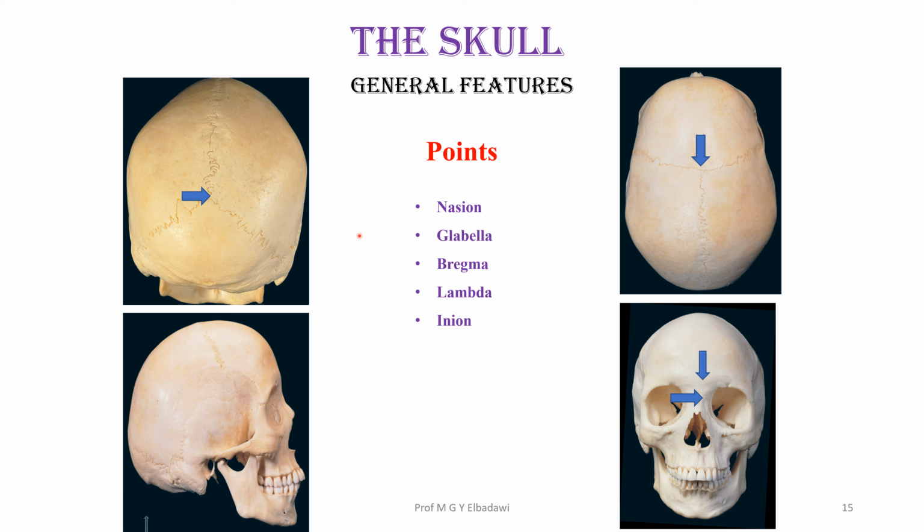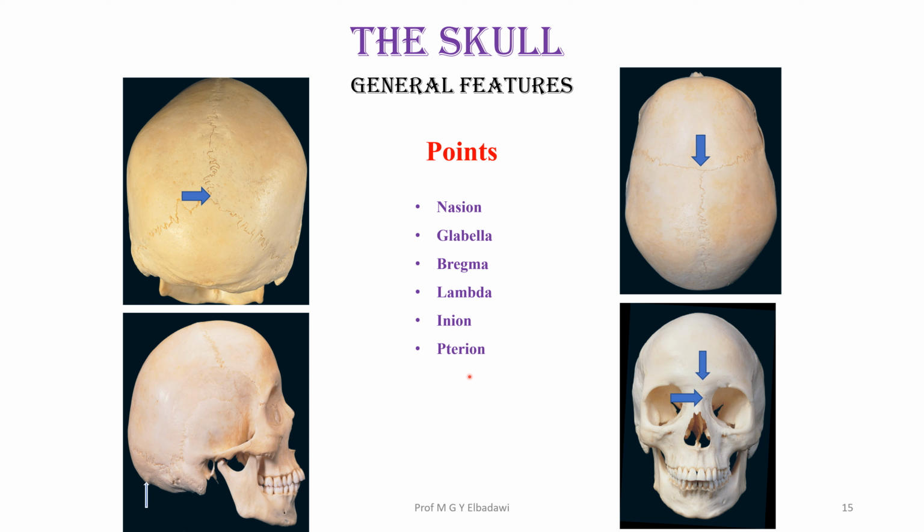And the inion, that is the inion here. It is the center of the external occipital protuberance. These are the main points used in the skull.